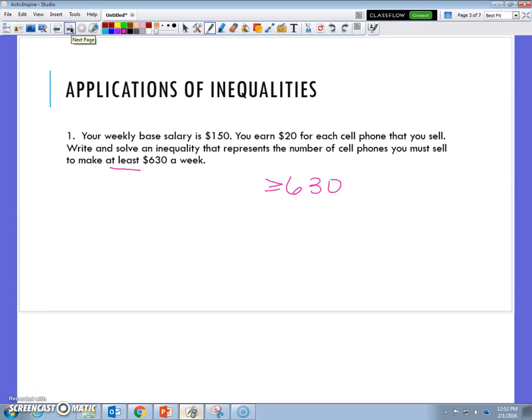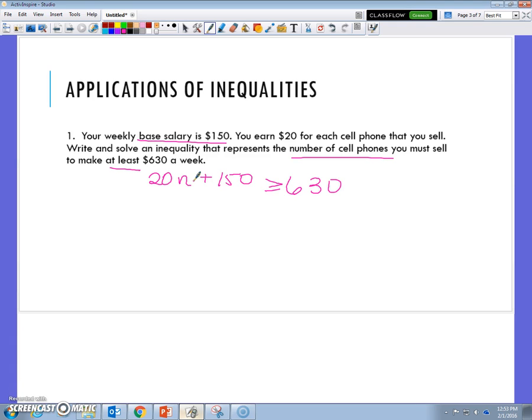The thing that's constant that never changes is your salary. It's not going to change, so that's not going to have a variable on it. You always get paid $150 every week, no matter how many cell phones you sell. The thing that does change is the number of cell phones you must sell. So that's where our variable is going to come in. But I do earn $20 for every cell phone I sell. So this is my inequality.